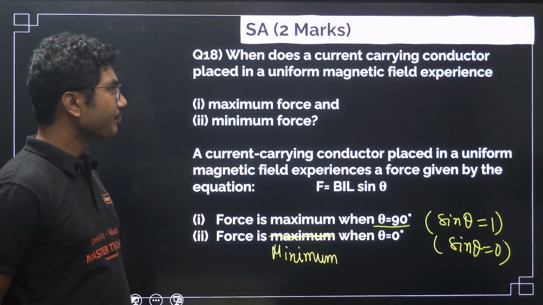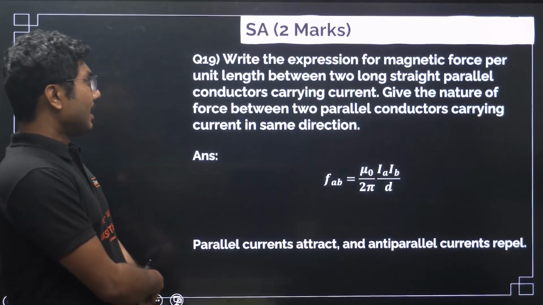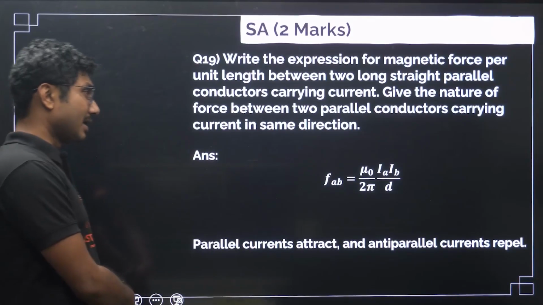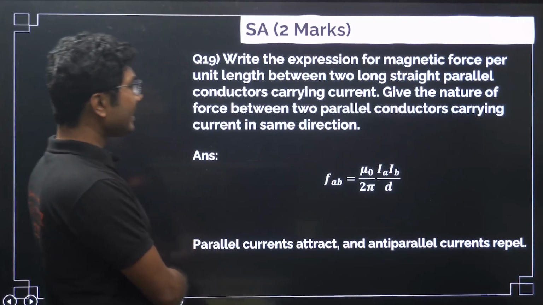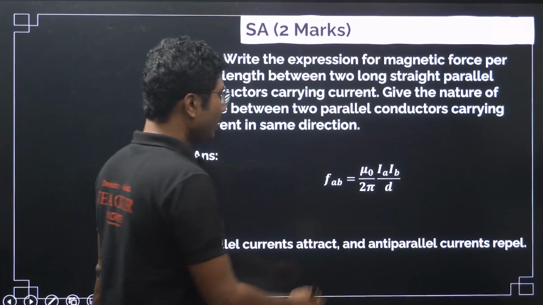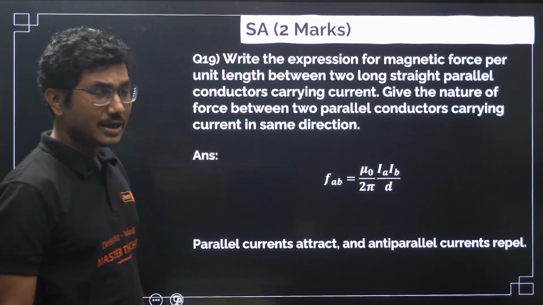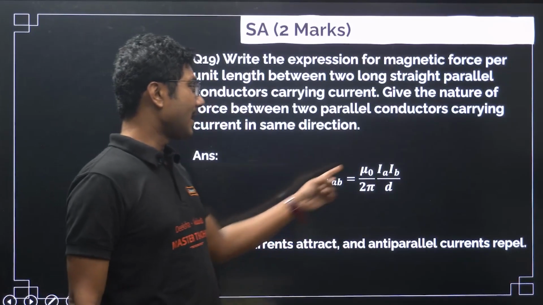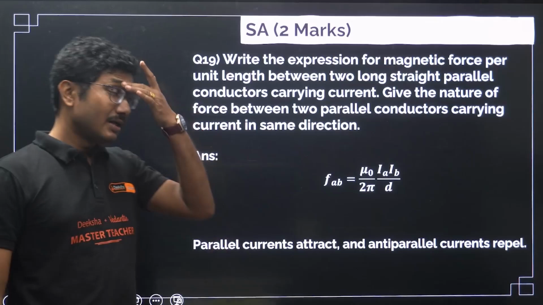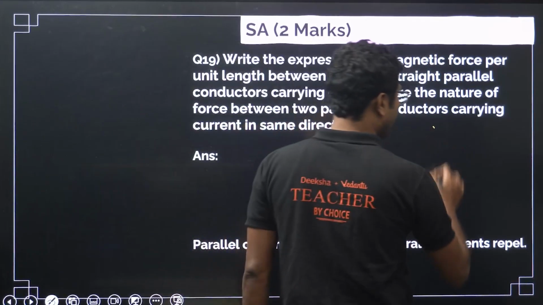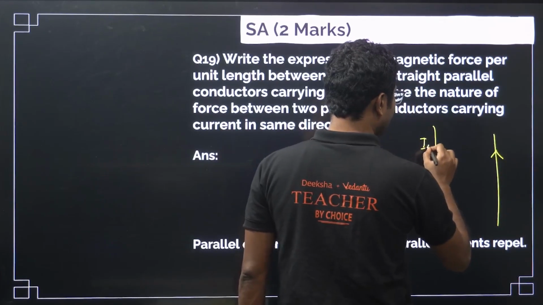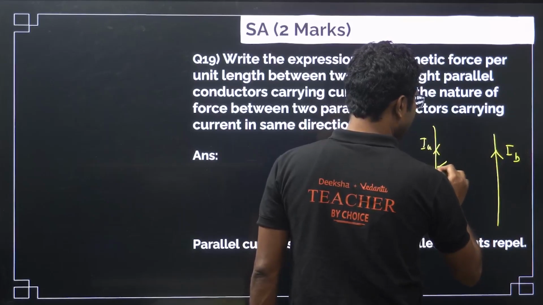Next, write the expression for the magnetic force per unit length between two long straight parallel conductors carrying current. Give the nature of the force between the two parallel conductors carrying current in the same direction. So first of all, the force per unit length between two current carrying conductors is given by mu naught by 2 pi Ia Ib by d. D is the distance between the current carrying conductors. If you draw a simple diagram, that will be very, very helpful. So Ia, Ib, and this is the distance d.